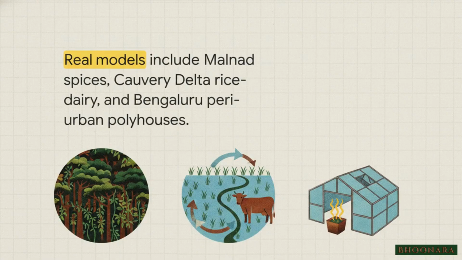Just to ground all this theory in reality, let's look at what is happening right now in Karnataka. Up in the Malnad region, traditional farmers are running these highly productive multi-tier spice systems. Down in the Kaveri Delta, you've got these incredible generational rice dairy cycles, where the rice straw feeds the cattle and the cattle manure fertilizes the next generation of rice. And right around Bangalore, peri-urban farms are combining polyhouses, dairy, and vermicomposting to create zero-waste, financially booming systems that supply premium urban markets. So this isn't just science fiction, it's happening, and it's highly successful right now.